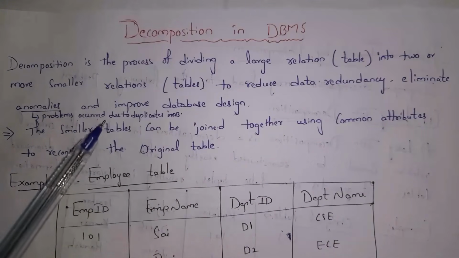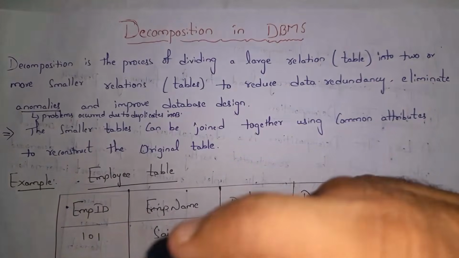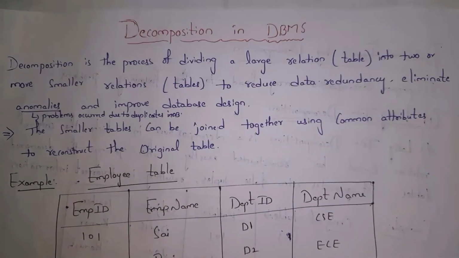These smaller tables can be joined together using common attributes to reconstruct the original table. Thus again, if you want to form original table, all those small tables must be joined again based on common column names. I'll give an example so that you can clearly understand what is decomposition.